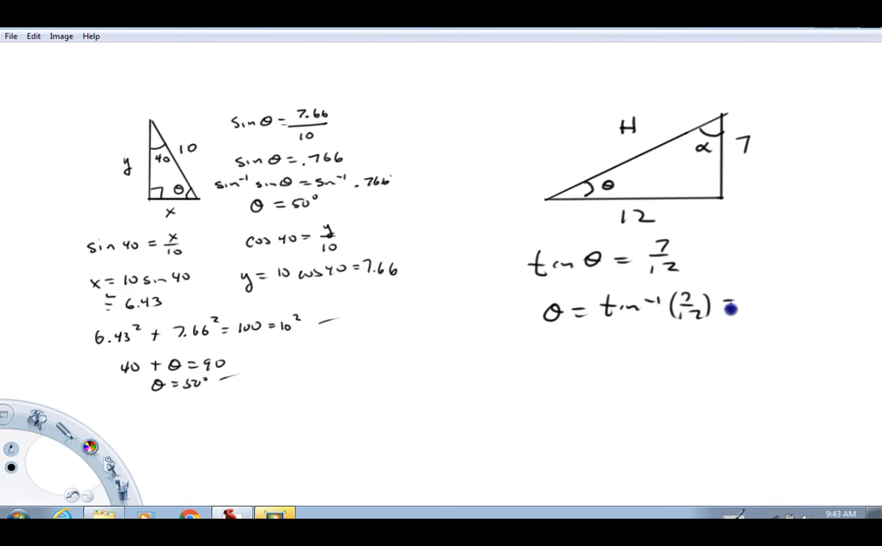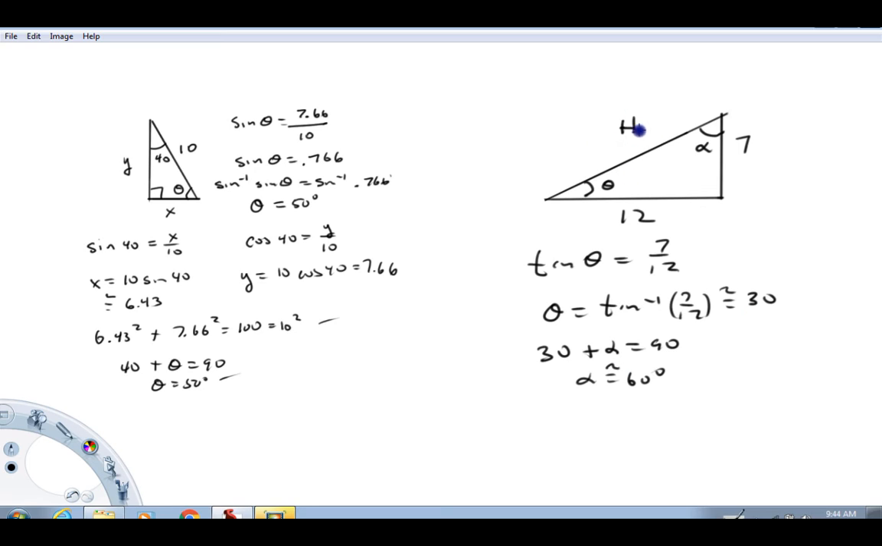I get 30.256. I'm going to round that to 30.3. Yeah, you know what? I'm just going to say approximately 30. So I know that this angle is approximately 30. Now I'm going to use the fact that these two have to add to 90. So our 30-degree angle plus alpha has to be 90. So if we solve this for alpha, we get 60 degrees. Again, approximately, because I rounded a little bit.